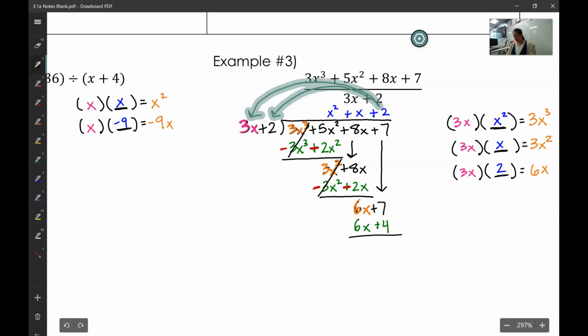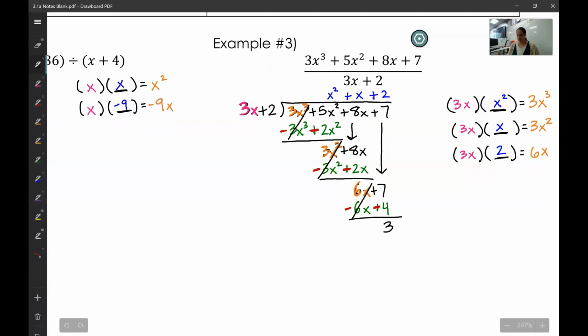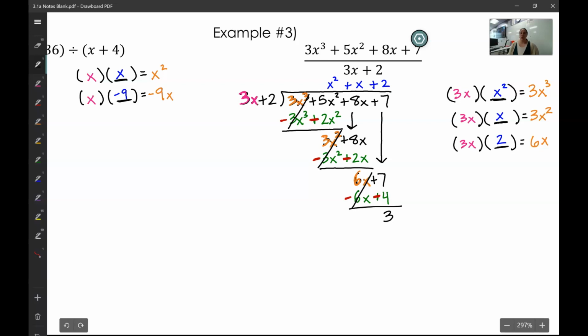Now I subtract, aka change the signs. 6x minus 6x is canceled, just like it's supposed to. 7 minus 4 is 3. Now I don't have anything else to drag down, which means I have a remainder this time. So, just like we talked about in elementary school, you had a couple different ways you could write remainders. For equations, you always write your remainder as a fraction.